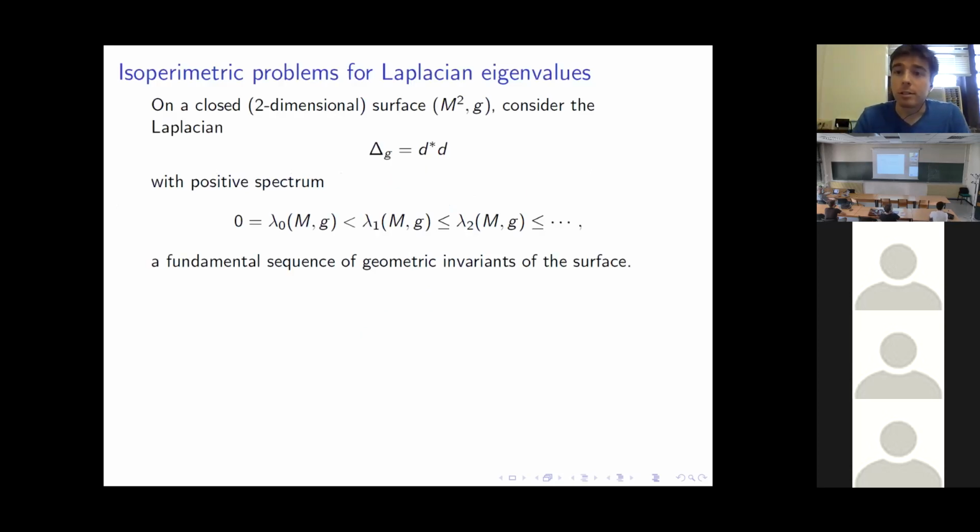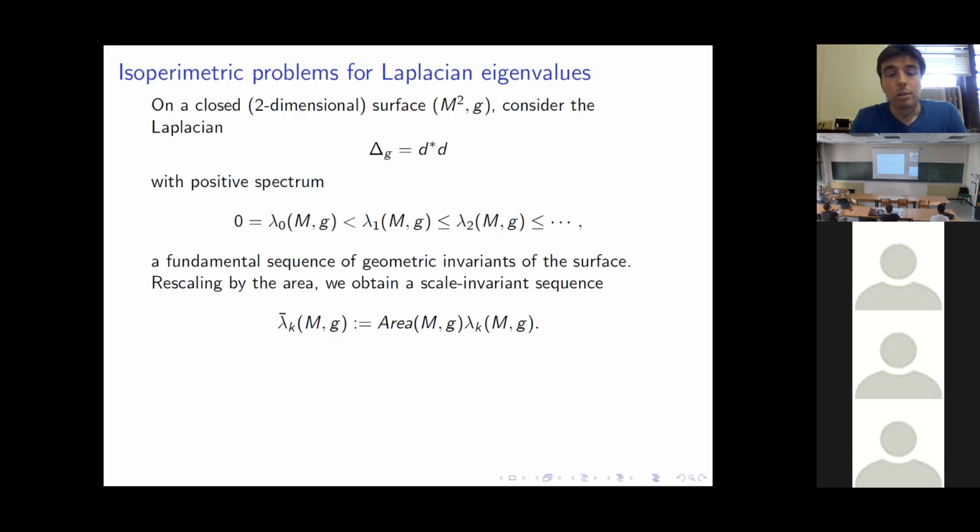Our setting is pretty simple. We're working on a two-dimensional surface. So if we have a closed two-dimensional Riemannian surface, then we're going to be thinking about the positive spectrum of the Laplacian, whose spectrum is this classical sequence of fundamental geometric invariants. If we rescale those invariants by the area, then we get a scale invariant sequence. And we can ask about trying to do some sort of variational theory for these. So what could we try to do?